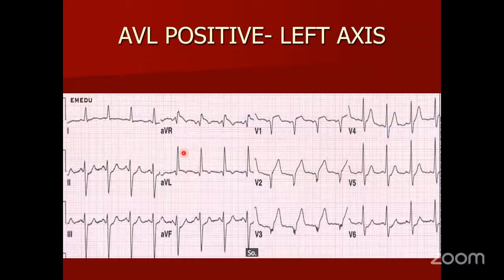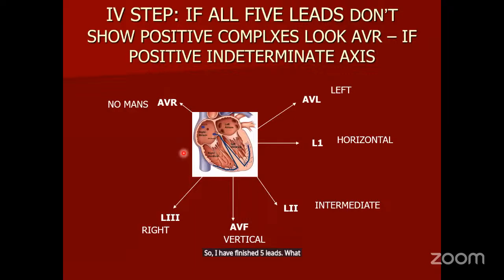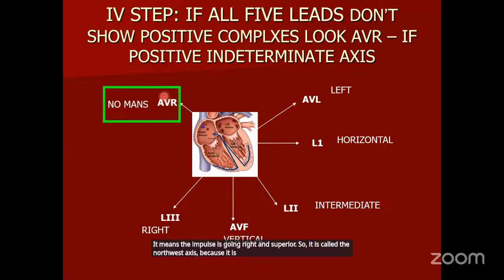So I have finished 5 leads. What is the other lead left? It is lead AVR. If AVR shows the tallest positive QRS complex, you have a very abnormal axis deviation, because instead of the impulse coming down and left, if AVR is positive, it means the impulse is going right and superior. So it is called the north-west axis, because it is north and west. So north-west axis is lead AVR.